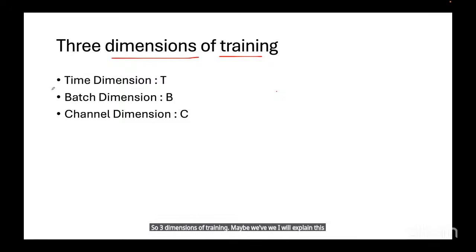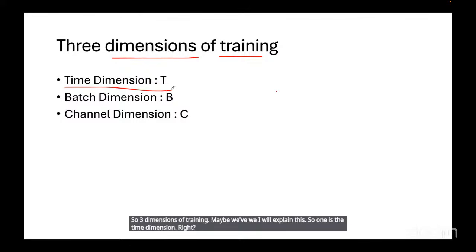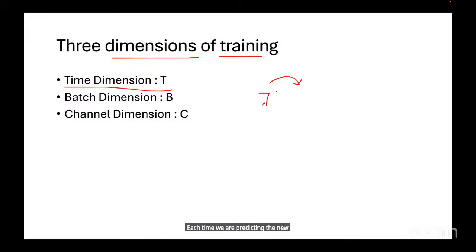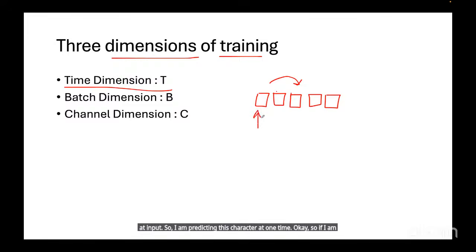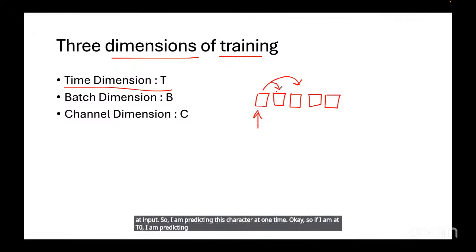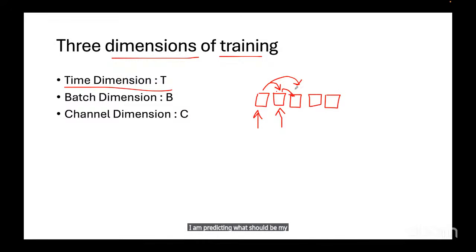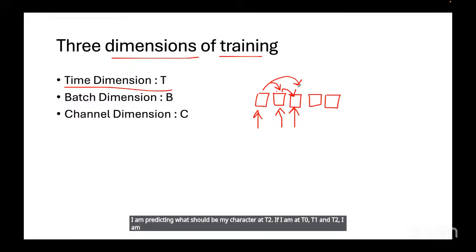One is the time dimension, right? In time dimension, each time we are predicting the new characters. So I have these 8 characters at input, and I am predicting this character at one time. If I am at T0, I am predicting what should be my character at T1. If I have T0 and T1, I am predicting what should be my character at T2. If I am at T0, T1, and T2, I am predicting what should be my character at T3, right?